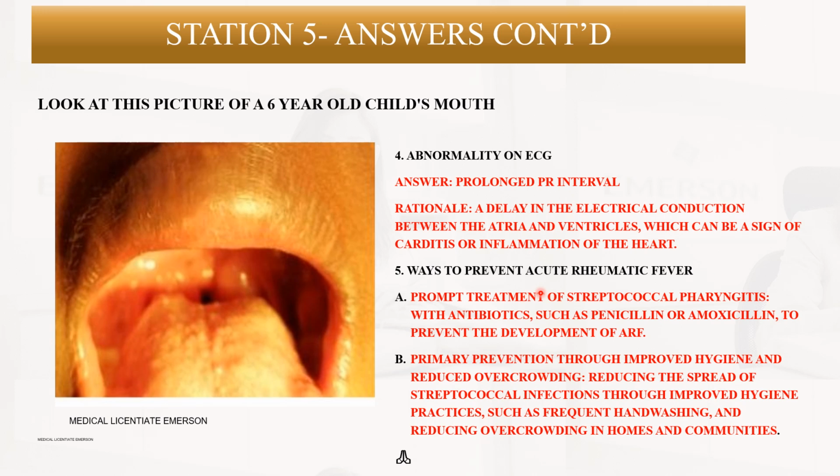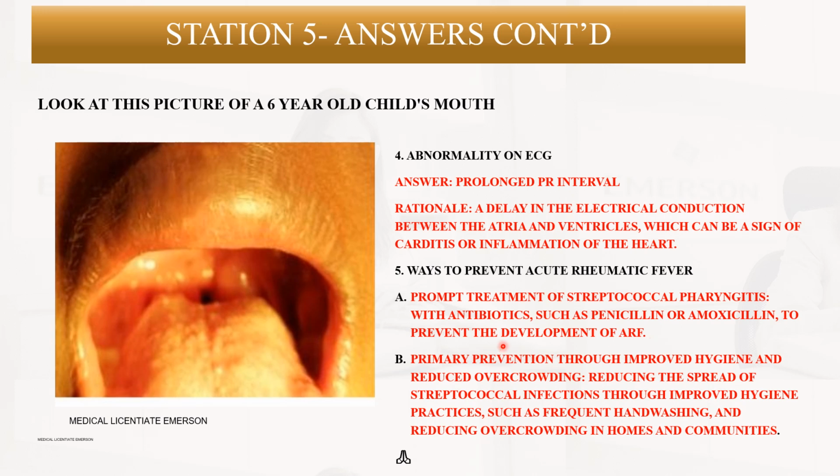So out of all those ways to prevent rheumatic fever, you remove the one for preventing the rheumatic heart disease. So you just stick to the rheumatic fever, the first two, where we first prevent someone from getting it, and if they do get it, then you treat it. Those are the ways. Okay, so number one, we can have a prompt treatment of streptococcal pharyngitis with antibiotics such as penicillins or amoxicillin to prevent the development of acute rheumatic fever.